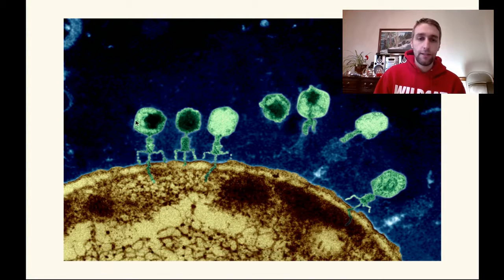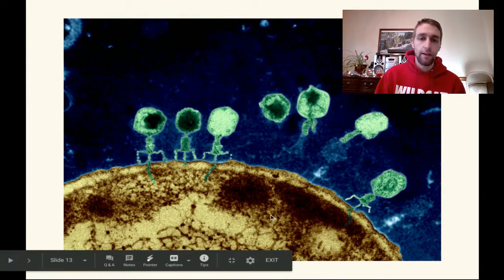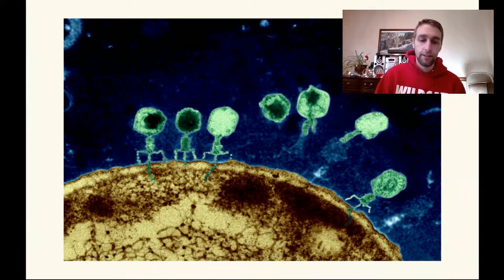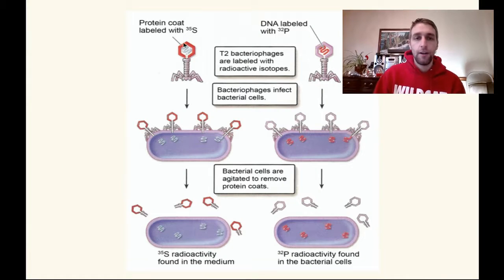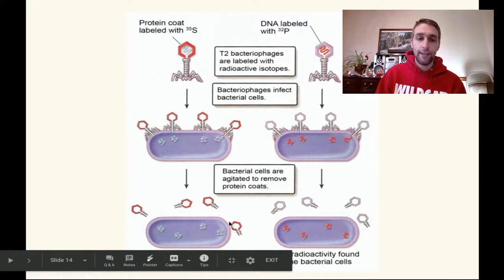So they used these viruses and bacteria during this experiment. So what they did is they did two trials. On the left here, they took normal bacteriophage viruses and they added radioactive sulfur to them that made them glow. And the thing about the sulfur was that's only found in the proteins. So they labeled the outside with radioactive sulfur, looked at where it lit up, looked at where the radioactivity went, and it stayed outside the cell. So when they made the proteins radioactive, they could see all the radioactivity stayed outside the bacteria, did not go into the cell.